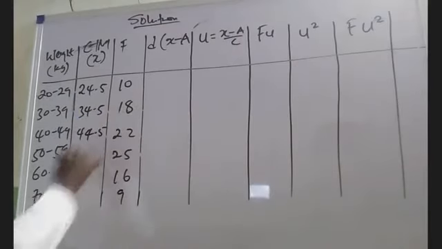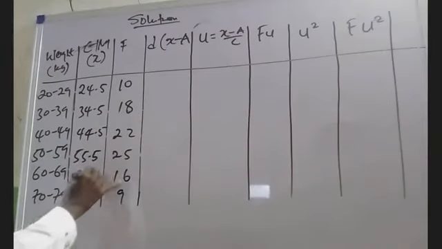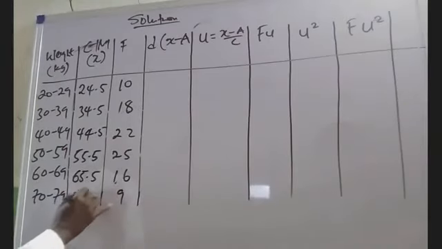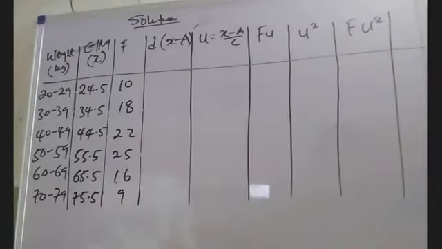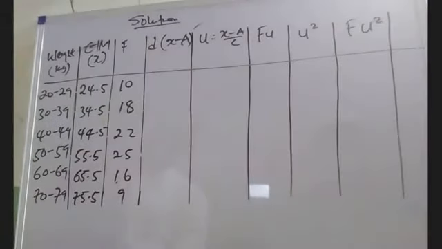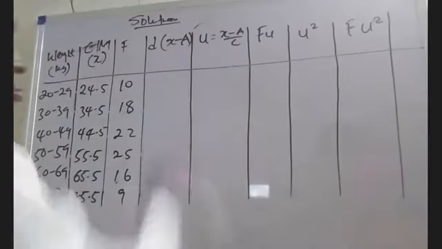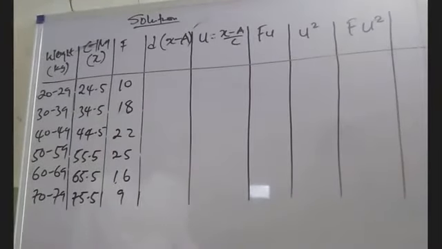44.5. Here's 55.5. Here's 65.5. And here's 75.5. That becomes our F's. Now remember that your deviation here is your x minus the assumed mean. So in the first place we have 24. And don't forget that our assumed mean is given to us.